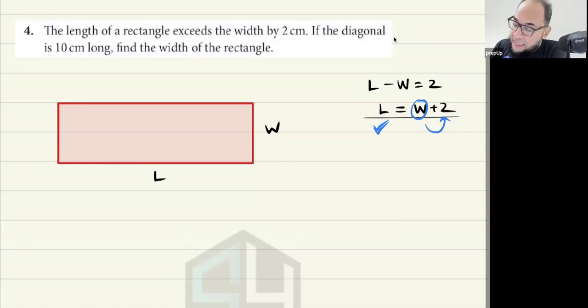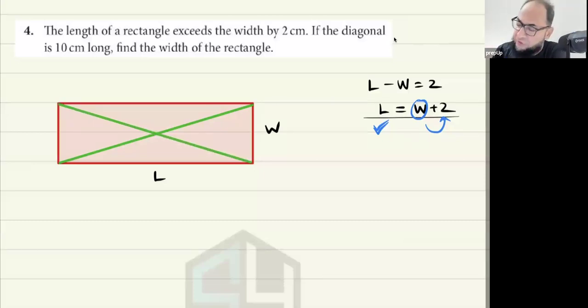If the diagonal is 10 centimeter long, so let me draw a diagonal. So from here till here, that is a diagonal. And this one also is a diagonal. So just draw any one of them. If the length of the diagonal is 10 centimeters, so let me write it. Find the width.